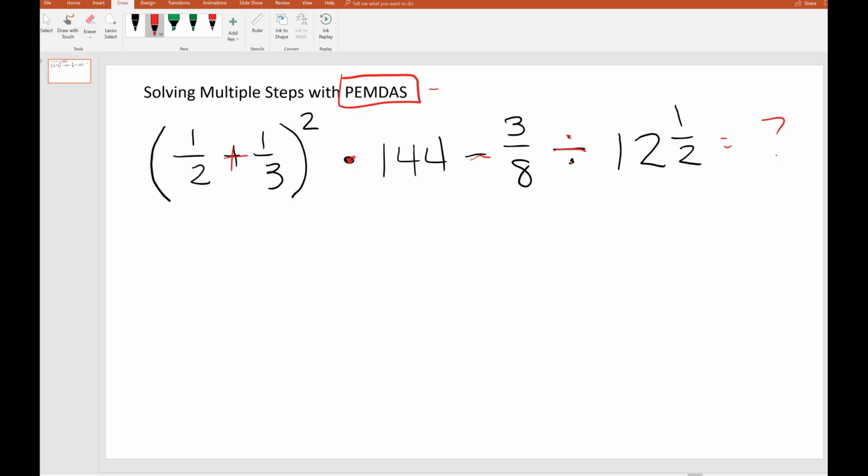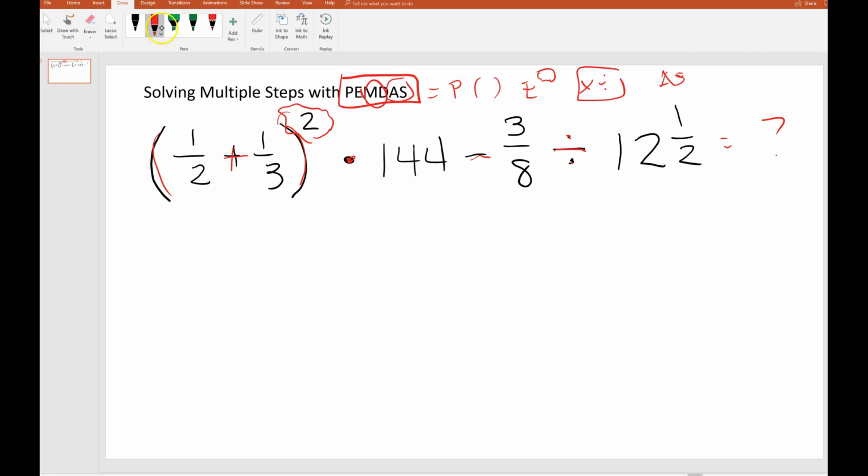PEMDAS is our order of operation, where the P stands for parentheses or grouping symbols. The E stands for those little numbers up in the clouds, your exponents that tell you how many times you multiply this thing to itself. M and D stand for multiply and divide. We do that together, left or right. And then lastly, addition and subtraction, A and S. Make sure your addition and subtraction is last.